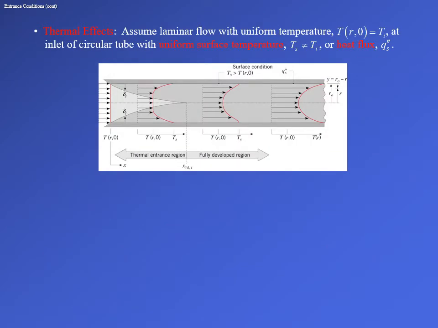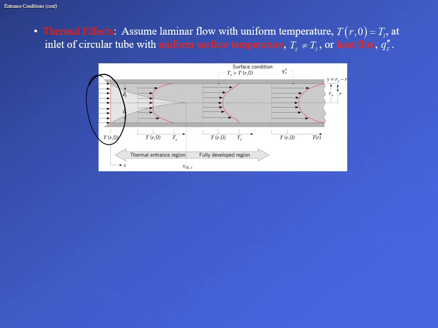Okay, so the next is thermal effects. Now let's come to the interesting part, which is of interest in this course. In the thermal effects again, if you have a flow that is entering the pipe at a uniform temperature condition as shown on the left hand side. So please note that temperature is a scalar, so the arrows are simply used to denote the magnitude of the temperature.